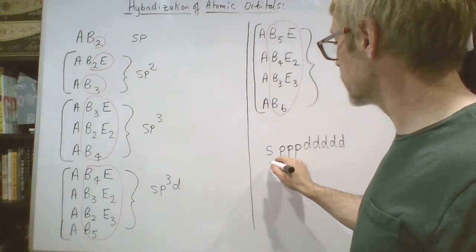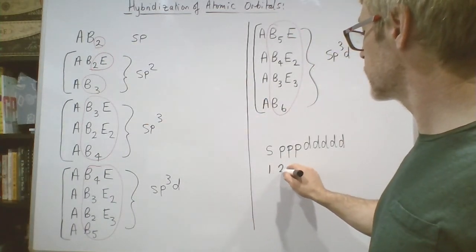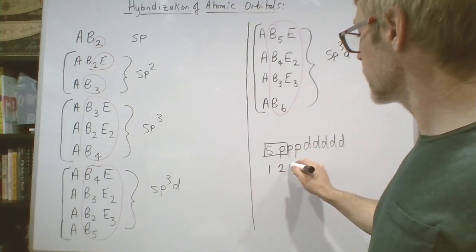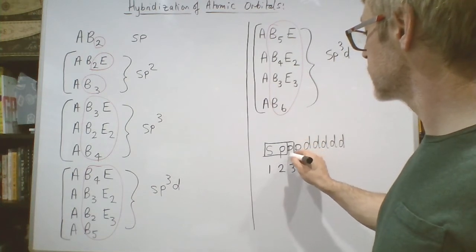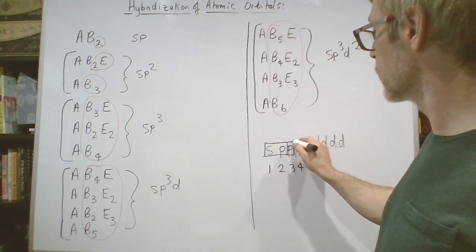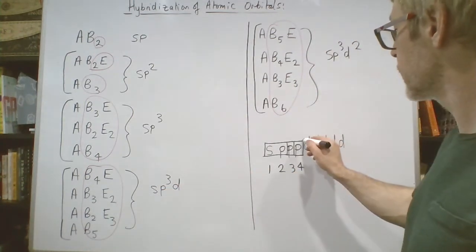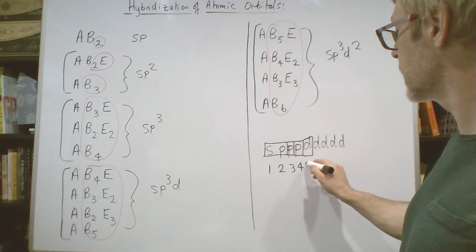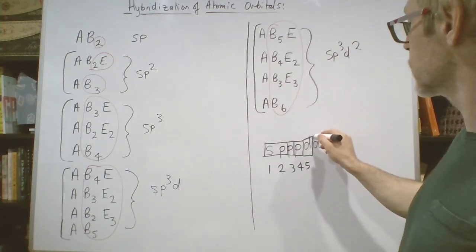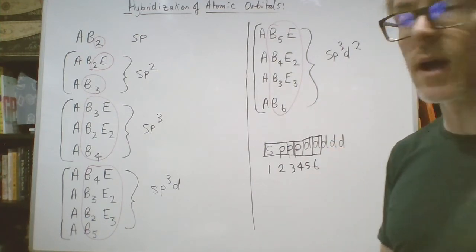So if you need 2 electron groups, you've just got 1, 2, so it's sp hybridized. If you've got 3 electron groups, it's sp2 hybridized. A 4th electron group, it's sp3 hybridized. A 5th electron group, you now incorporate a d, sp3d hybridized. And finally a 6th electron group, you've got a 2nd d, sp3d2 hybridized.